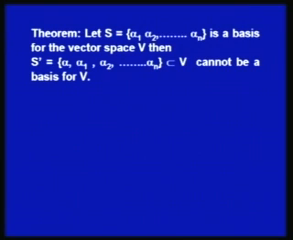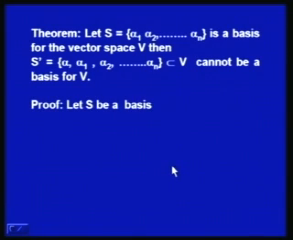The next theorem says that if S is a set consisting of n vectors and is a basis for the vector space V, then if you add one more vector alpha in this set and we have another set S dash consisting of alpha, alpha 1, alpha 2, alpha n, which is still a subset of V, then this S dash cannot be a basis for V. So, if we have a set S which is a basis for the vector space V, then adding one more vector, S dash cannot be a basis for V.